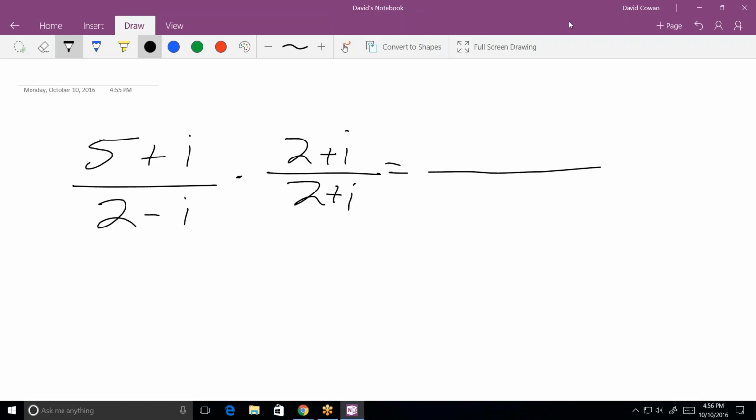Then that'll be 4 plus 2i minus 2i plus, would it be 2i squared? No, it's the last term. Minus i times plus i is minus i squared. These always go away, and you're left with 4 minus i squared.